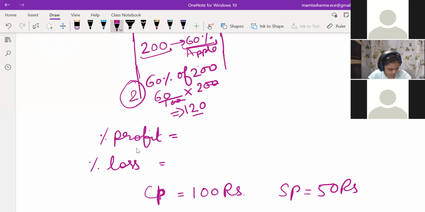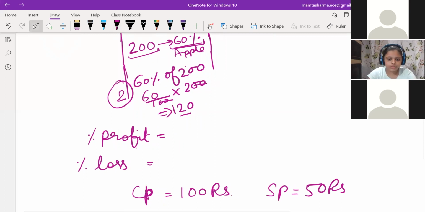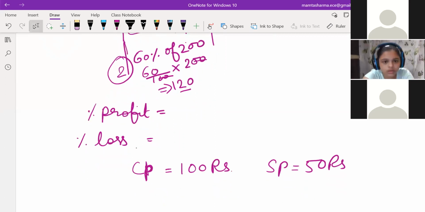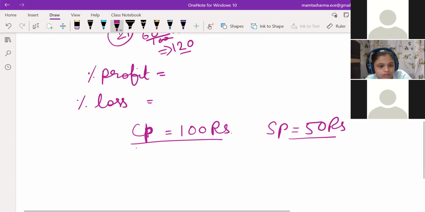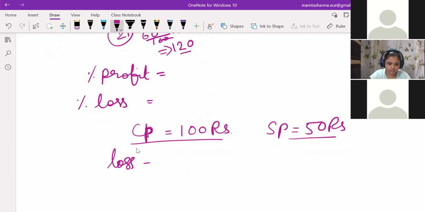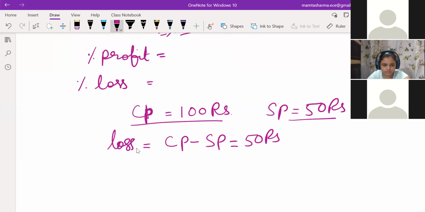you got a profit or a loss? Ma'am, profit of 50 rupees. No. Cost price, you bought it for 100 rupees. You are selling in 50 rupees. So you are in a profit or loss? Loss, ma'am. You are at a loss of how many rupees? 50 rupees. Yes. So loss can be counted as the CP minus SP. CP minus SP is 50 rupees. Clear?